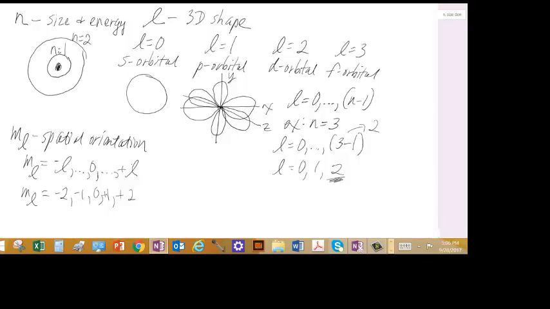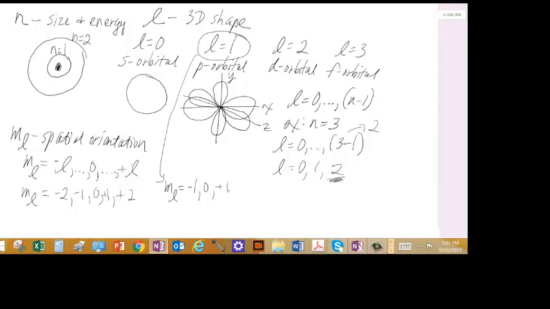If we look at another example, for the p suborbital, L is equal to 1. So the possible values there for M sub L are going to be -1, 0, and +1. Notice there are 3 of them, and there are also 3 suborbitals for a p orbital.